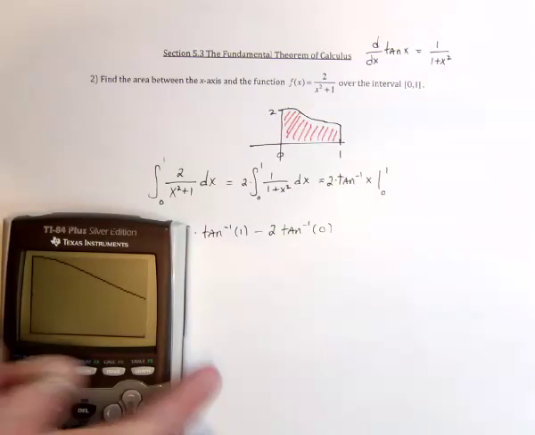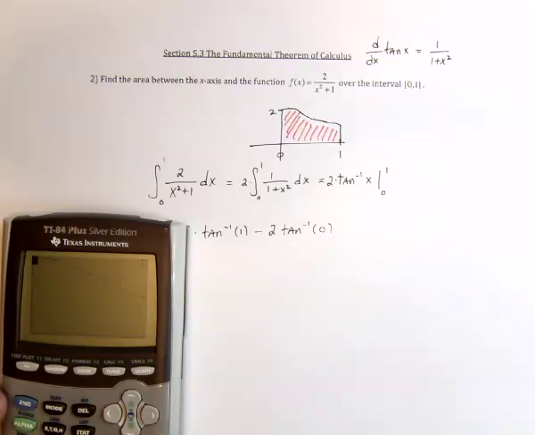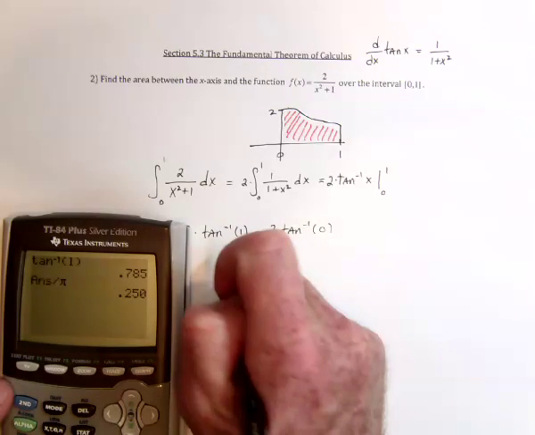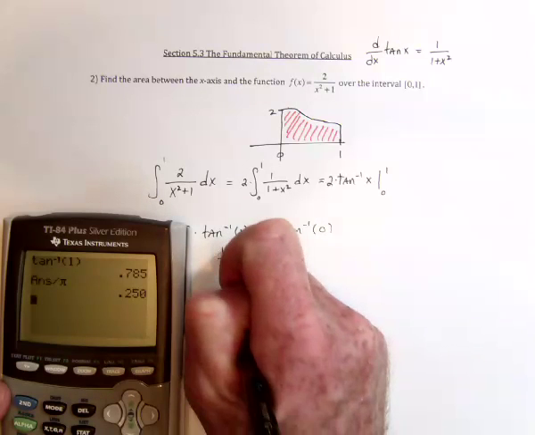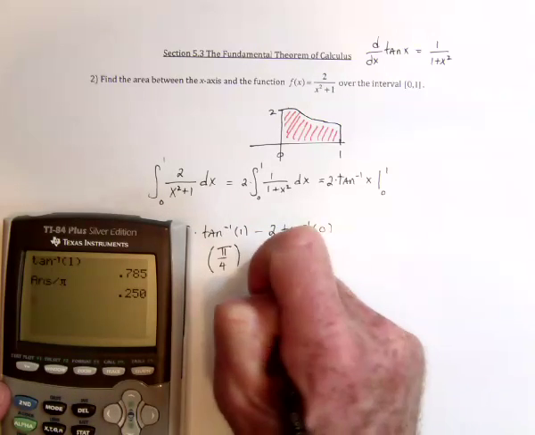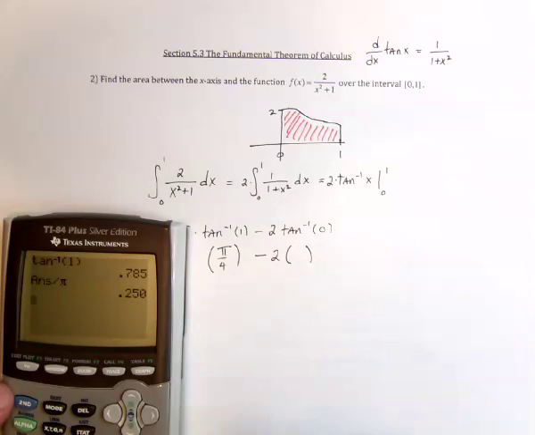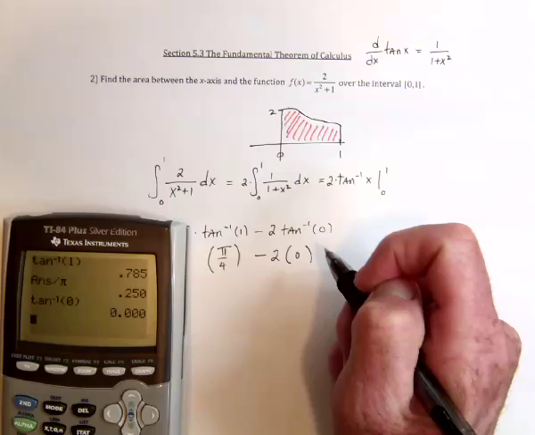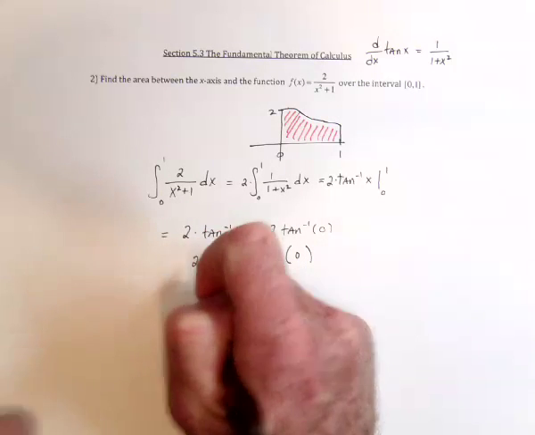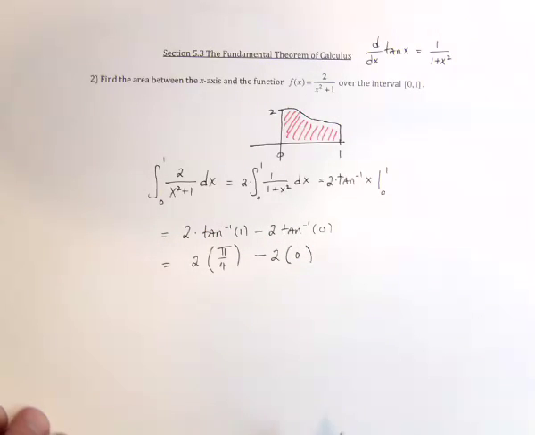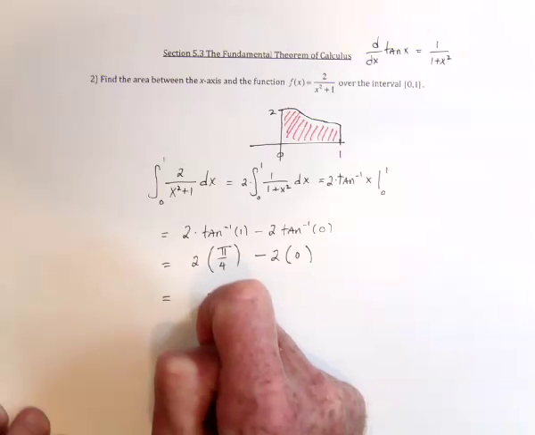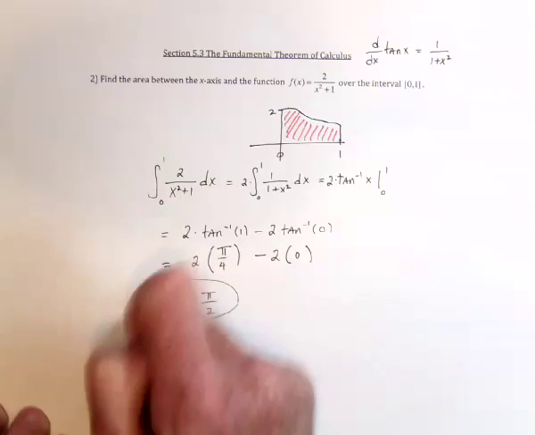Let's double check. Tangent inverse of 1, and then if I divide that by pi, you'll see it's a quarter of pi. So this one is 1/4 of pi minus 2 times, and then tangent inverse of 0 is 0. So it looks like it's 2 times pi over 4, or if we reduce, it's going to be pi over 2.